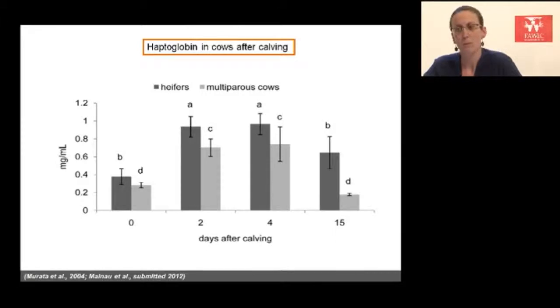So again, haptoglobin, in the case of heifers, probably can explain that there is a higher level of difficulty or higher level of pain during parturition.